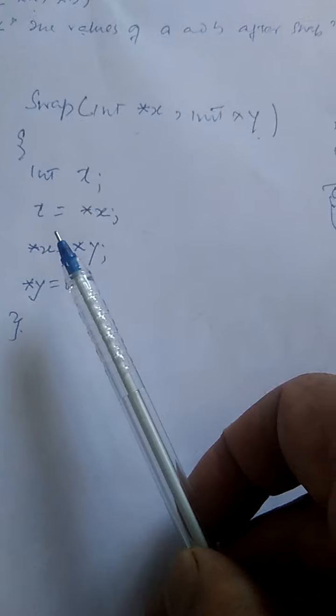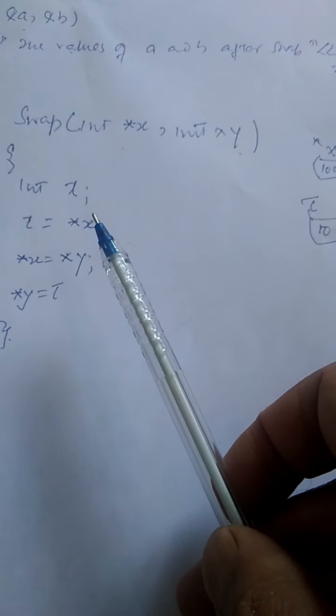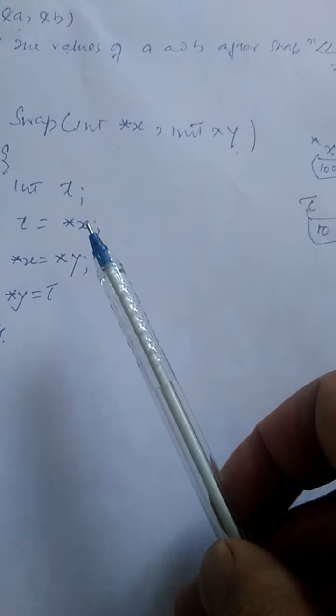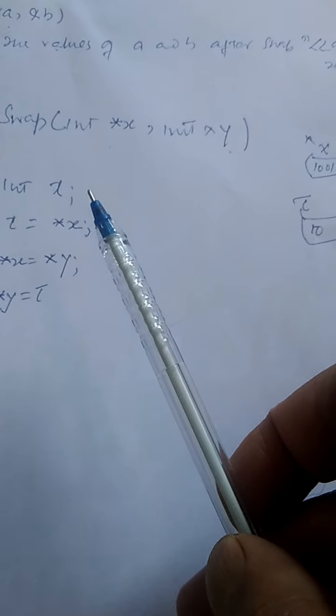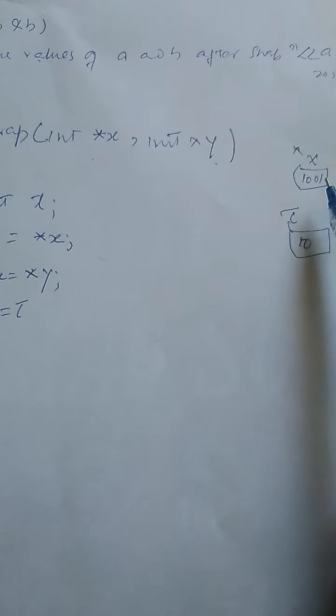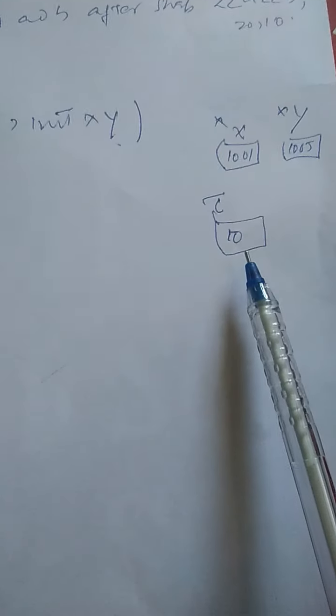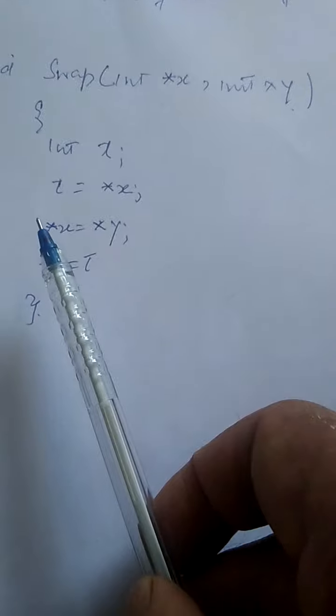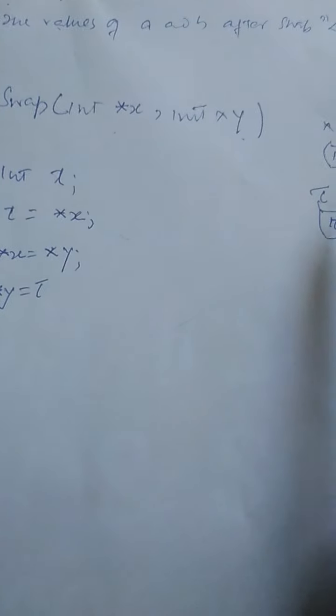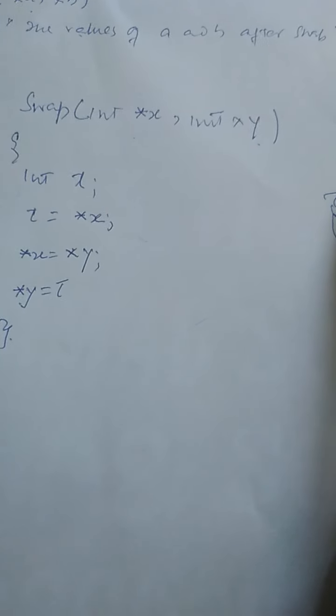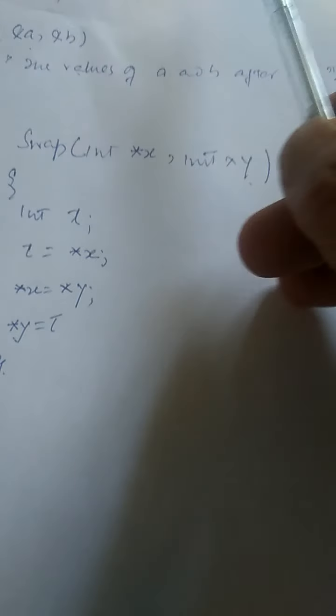Then integer t, a normal variable I am declaring here. So t is equal to the value at the address x. This is called the value at the reference, the value at the address. Since x contains 1001, what is the value at that address? What is the value at 1001? That is 10, initially. So 10 will be stored in t over here. Then value at x, the value at the address which is stored in x, is actually 10.